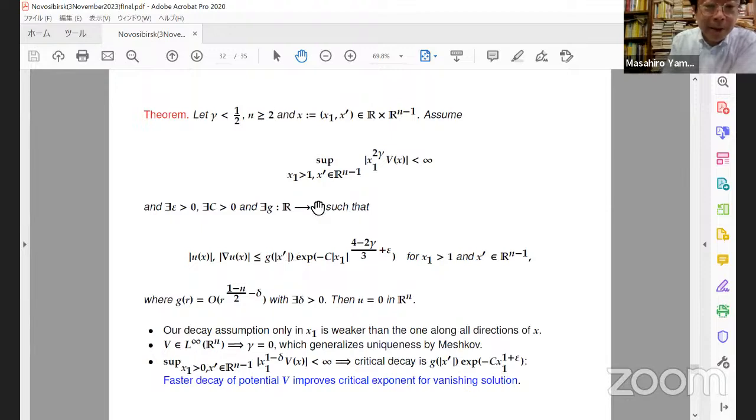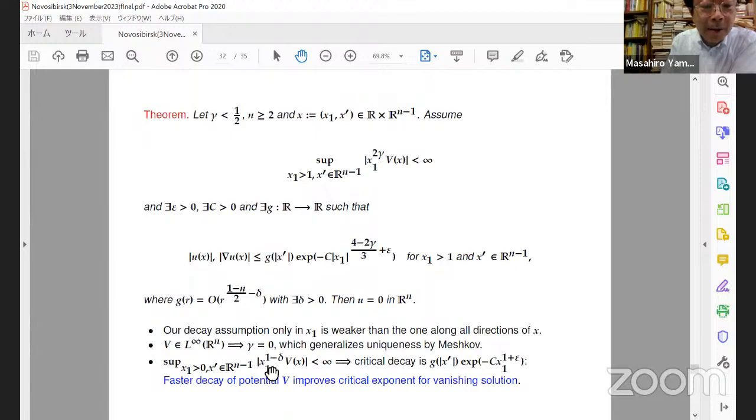Then let us test this assumption. We can take gamma equals zero. Then this means that V is L infinity. This is the category of coefficients in the previous works. Then this means 4 over 3 plus something, with gamma equals 0. Therefore, this result can generalize the uniqueness by Meshkov, because we don't need decay in all directions.